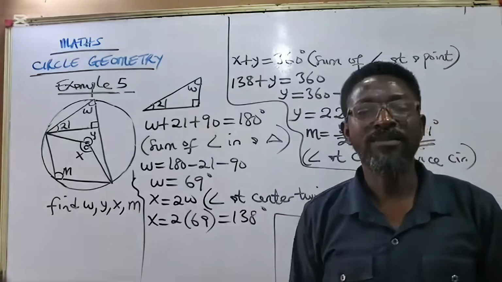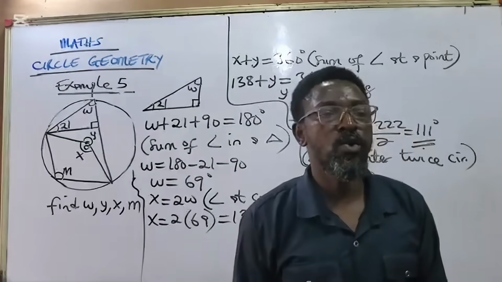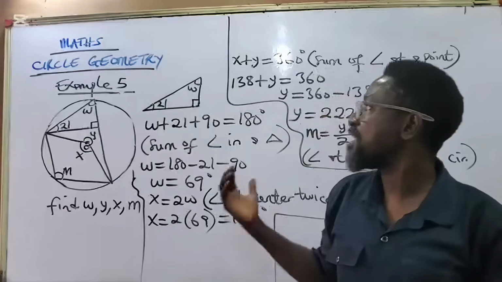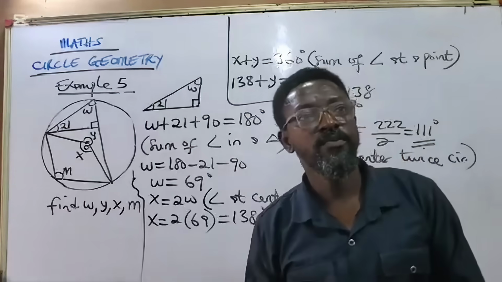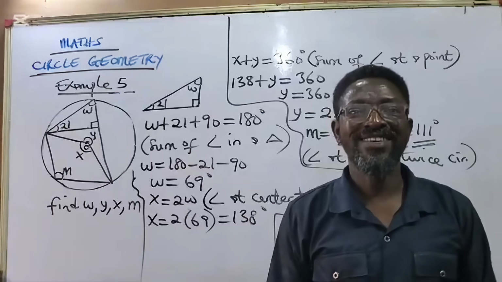We're going to stop this class here. In our next class, I'm going to look at some more examples on circle geometry. That's going to be part 3 of this series.